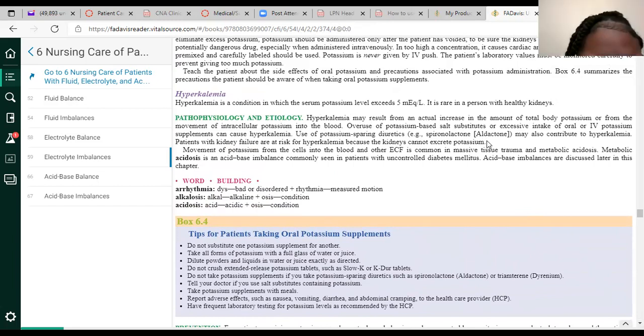Hyperkalemia may result from an actual increase in the amount of total body potassium or from the movement of intracellular potassium into the blood. Overuse of potassium-based substitutes or excessive intake of oral or IV potassium.